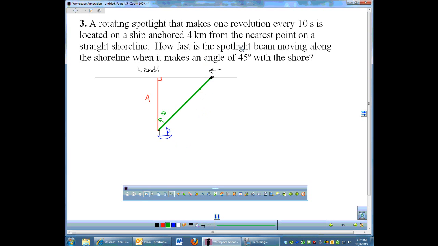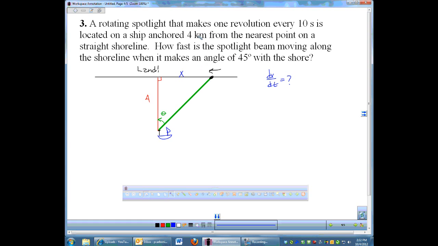Let's see, we want to know how fast the beam is moving across the shoreline. Well, if this point is moving to the left here, then this distance right here will be shrinking. That's the distance that's changing, and that's actually what we're trying to find. What is dx dt? That is going to be the distance we're trying to figure out the rate of change.